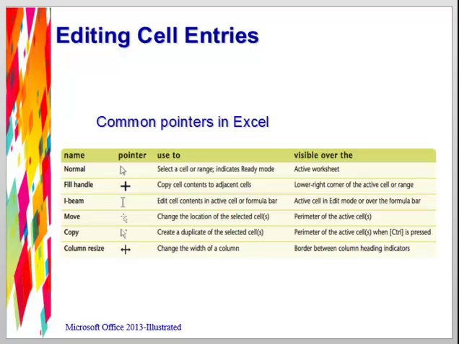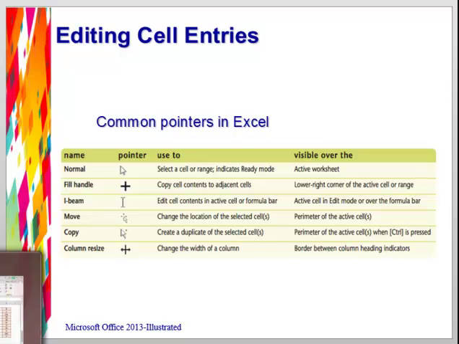So common pointers in Excel that you might see. Remember in Word, your pointers were doing different things. They could do different tasks when they looked different ways. A normal pointer is like in Word, it's pointed to the left. A fill handle, when you want to fill a field with a certain type of data or fill the content of the cells with certain other cells, you get the plus. You get the I-beam when you want to edit the cell content. If you want to move something, you're going to get the four-way arrows. If you're going to copy, you're going to get an arrow with a plus beside it, and a column resize is going to be the straight up and down line with the arrows going in both directions.